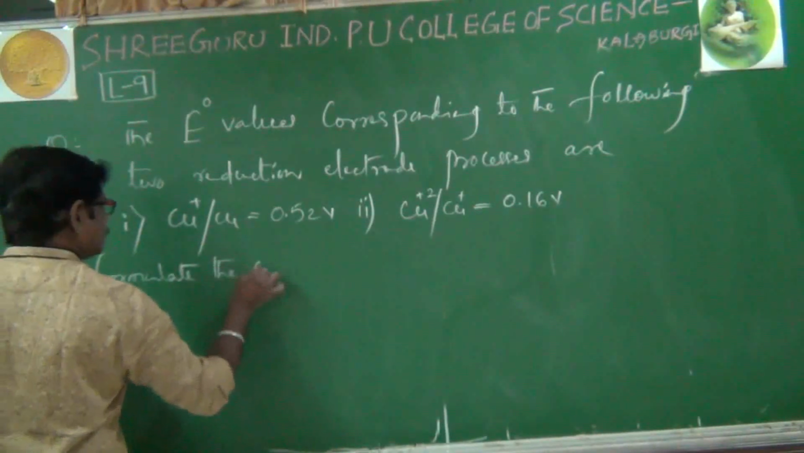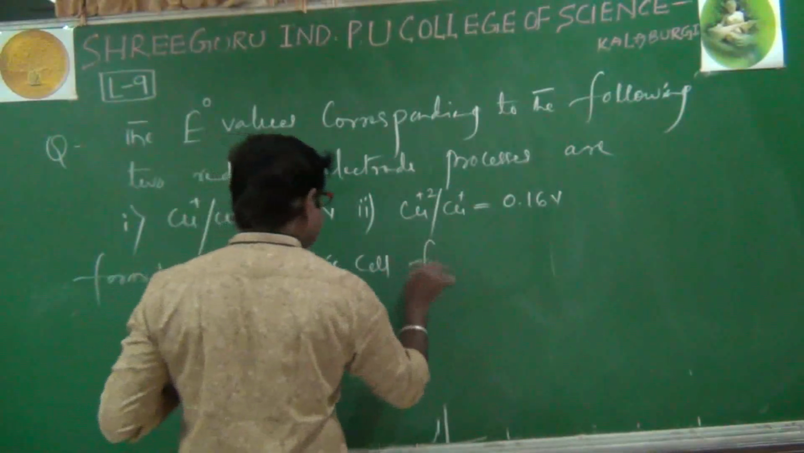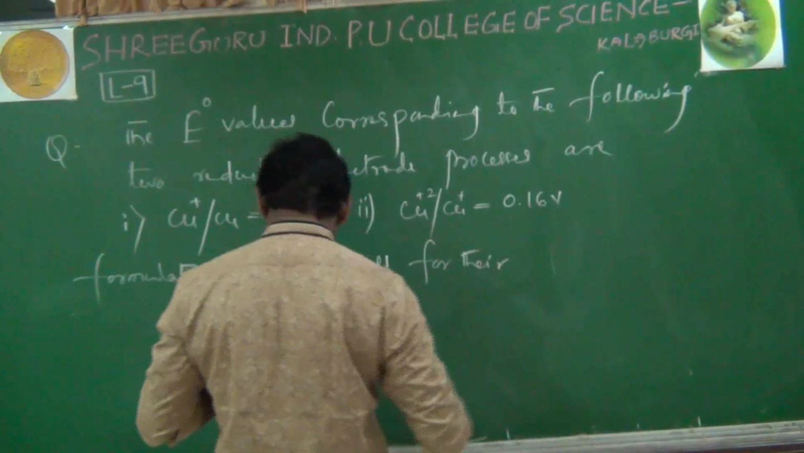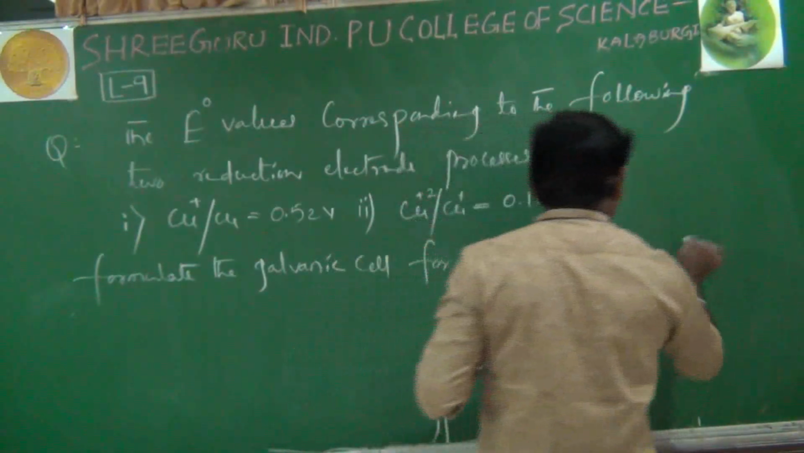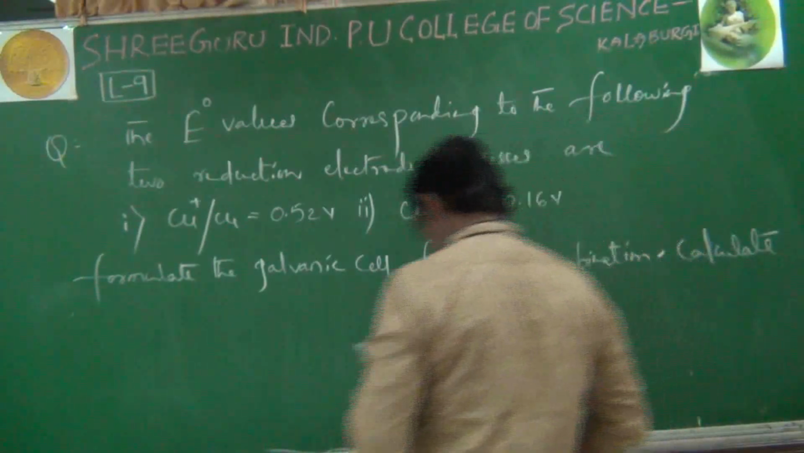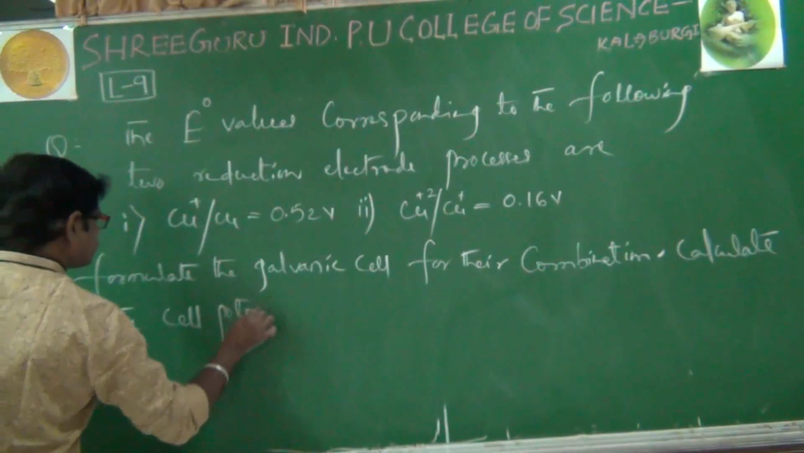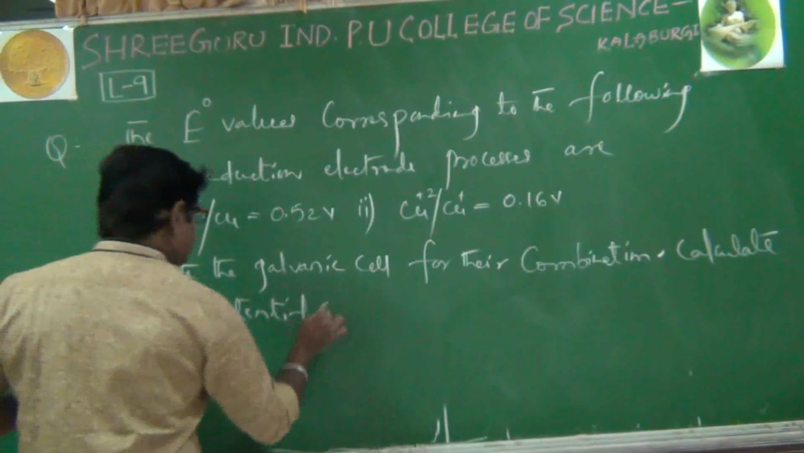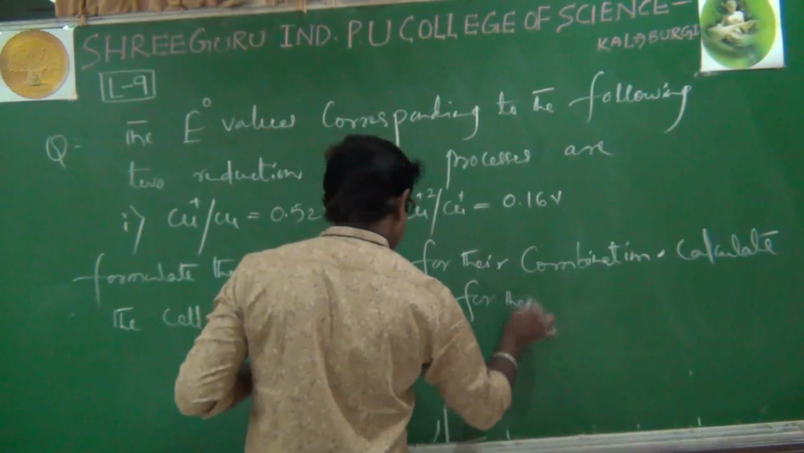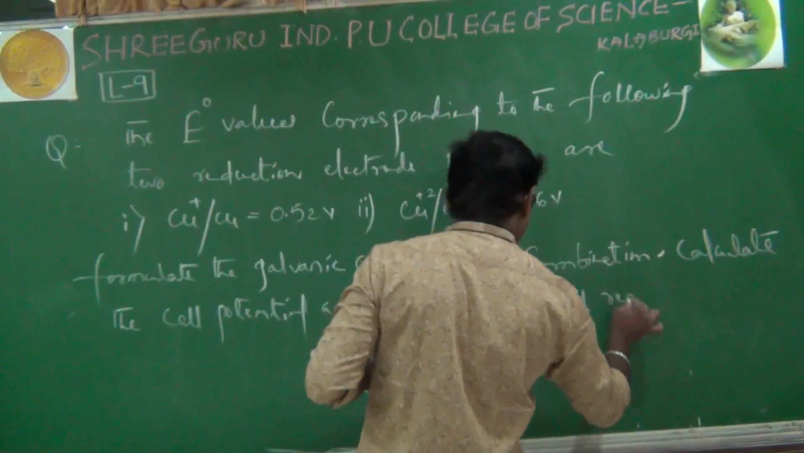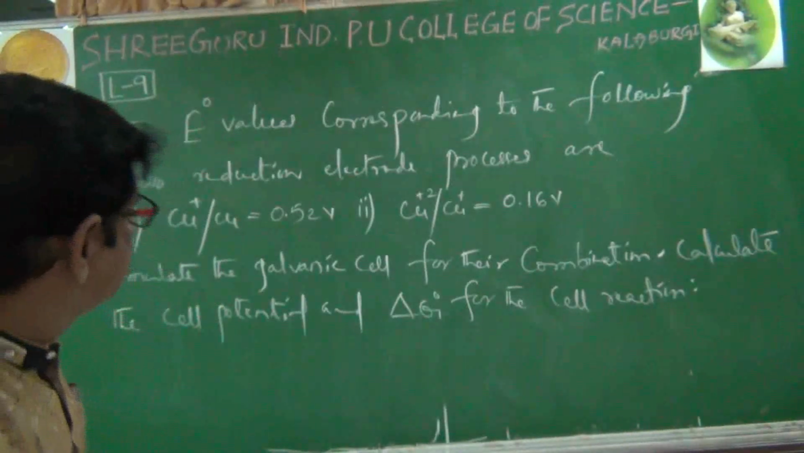formulate the galvanic cell for their combination, calculate the cell potential and delta G naught for the cell reaction. Right, this is the question.